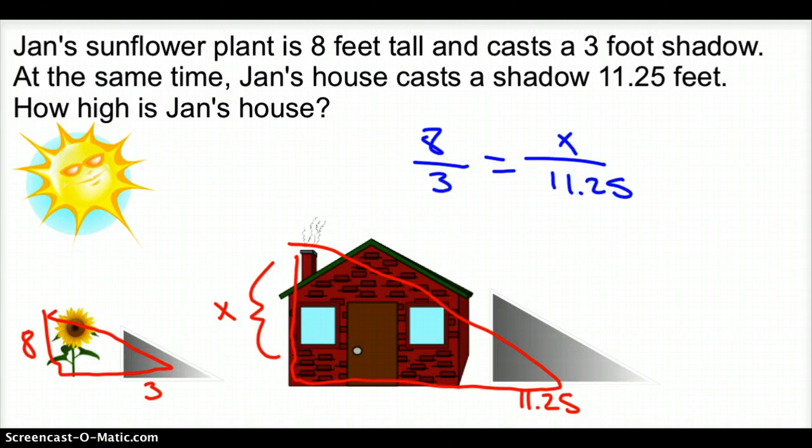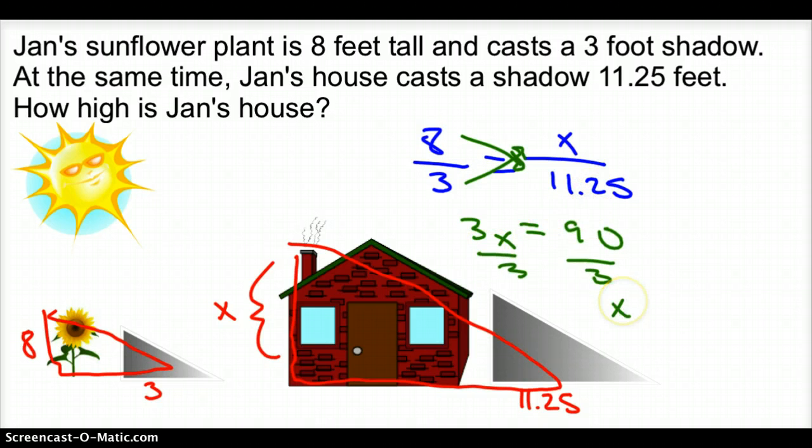Here we can cross multiply again. So we have 3 times x equals 8 times 11.25, which is 90. So we divide by 3, x equals 30. Bam! And he did it. Please remember that you have to show your units. What are units? We are talking 30 feet.